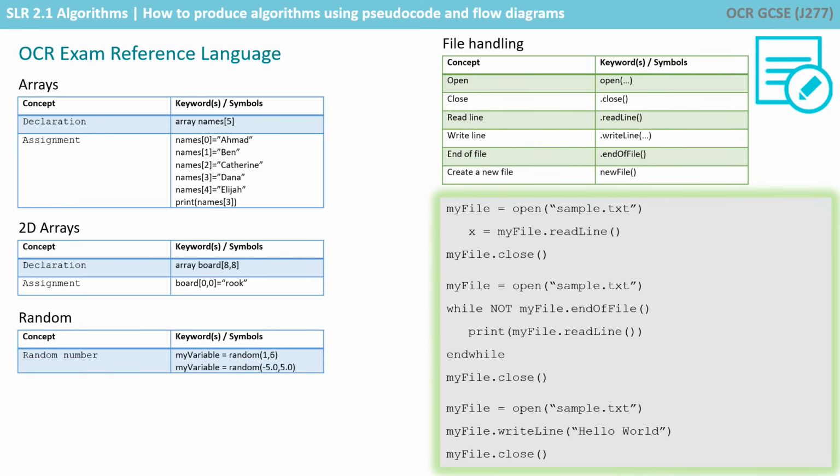Finally, you look at file handling. So you can use open to open a file for read or write, and close to close a file once you're done using it. We use the end of file function to say whether we've reached the end of a file, and we use .readline or .writeline to read a line or write a line to the file we currently have open. And these are all the commands that you'd be expected to know in the exam.